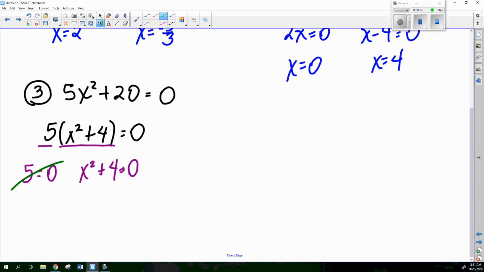Okay? Now, the other one did not factor. And we haven't talked about square roots. Okay? I guess technically you could get x squared by itself and take the square root. But that would give you the square root of a negative. So we're not even getting into that.